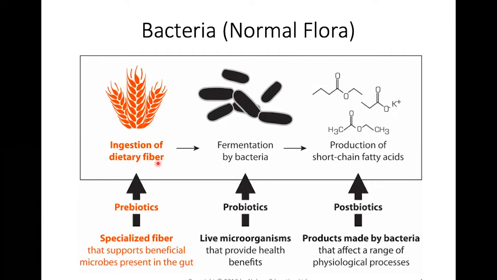With fiber, bacteria are capable of breaking that down through anaerobic processes of fermentation, and as a result are able to produce short-chain fatty acids. So the normal bacterial flora that we have are capable of converting these complex carbohydrates into short-chain fatty acids so that those short-chain fatty acids can then be absorbed by our bodies and used for energy production.